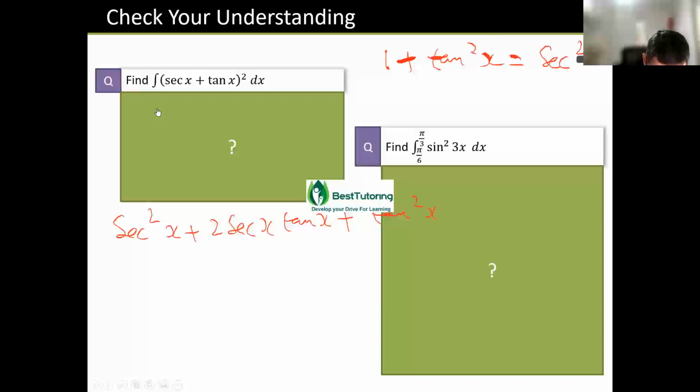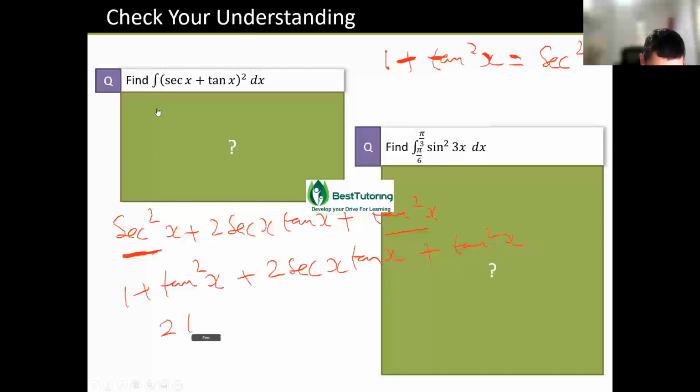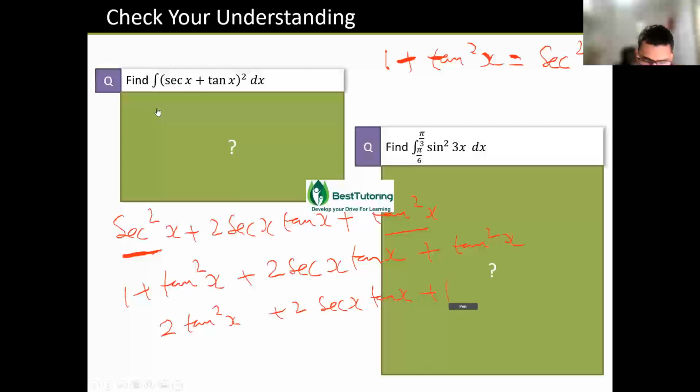On tan square x, rather than tan square x, we can write sec square x minus 1. Or rather than sec square x, we can write 1 plus tan square x, plus 2 sec x tan x. Now when we add tan square x and simplify, we get 2 tan square x plus 2 sec x tan x plus 1. Now we should be able to do something different. Sec square x plus tan square x.